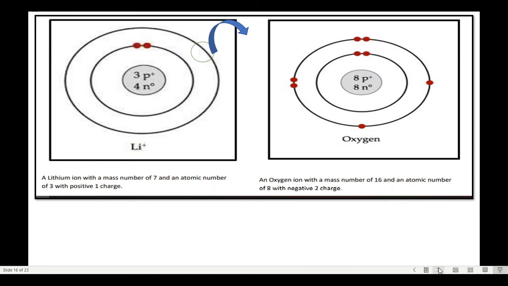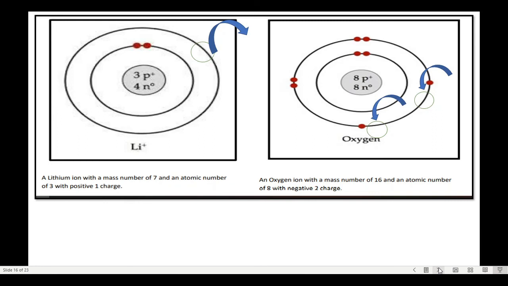Tingnan natin yung outer shell ng oxygen. Meron dyan na electrons na walang partner or hindi pair. So, ayan yun. Nasaan na yung electron? Mangunguha pa lang siya. Ayun. Kita niyo yung arrow, papasok. Ibig sabihin, mangunguha siya. So, nakalagay dito, an oxygen ion with a mass number of 16.